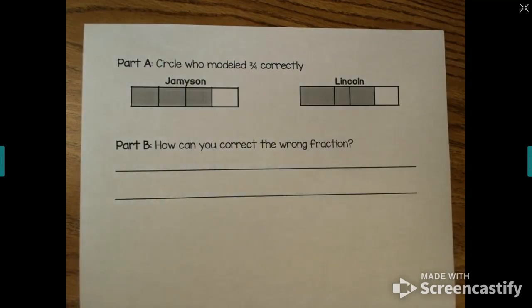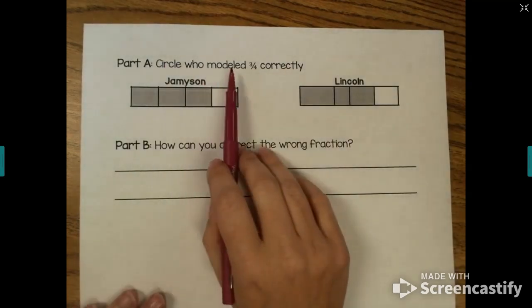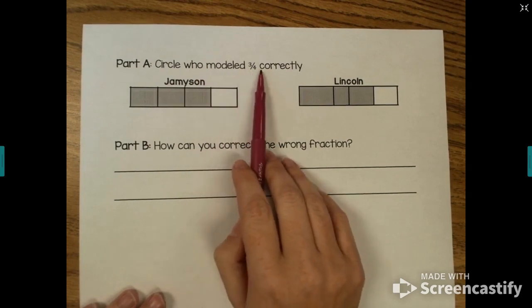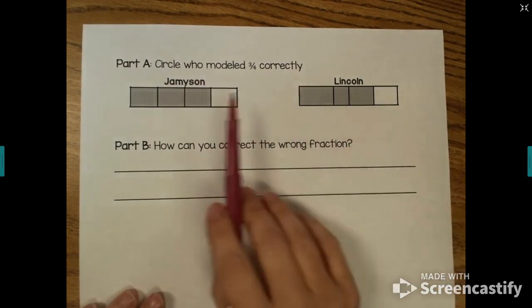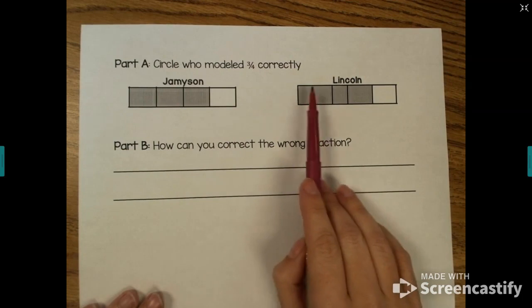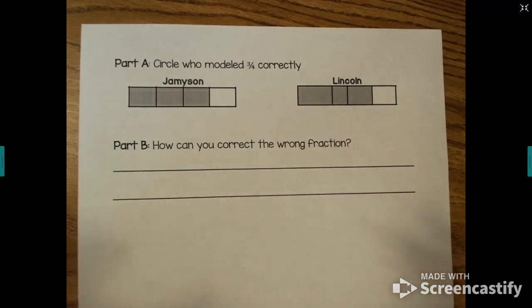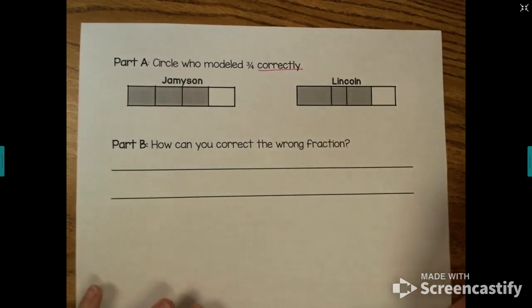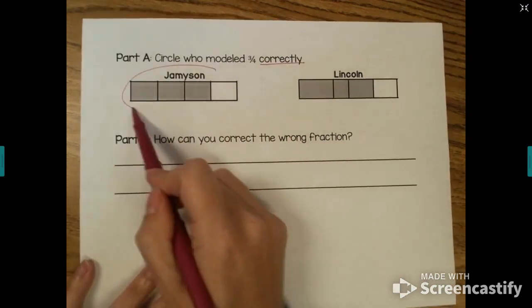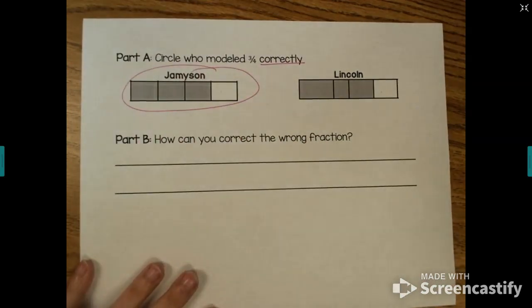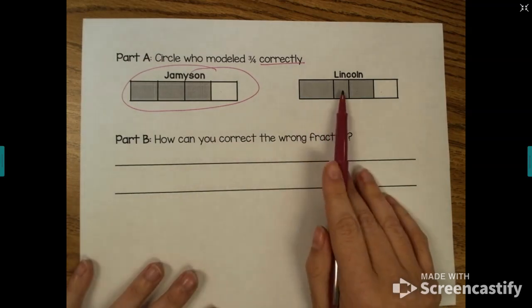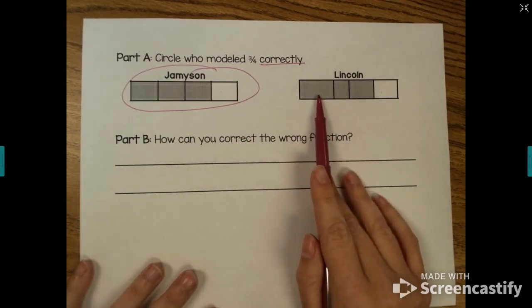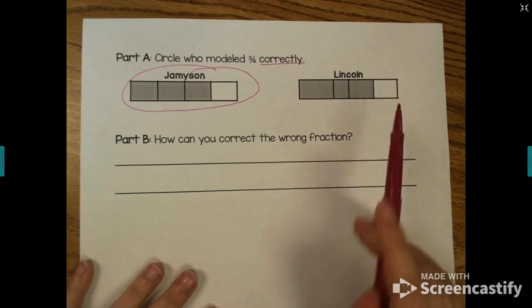The next question is a 2-part question. It says circle who modeled 3/4 correctly. So we know that this is 1, 2, 3, 4. 1, 2, 3, 4. So they're both 3/4. But which one is done correctly? Well, Jameson is going to be done correctly. Lincoln is not done correctly because why? These parts are not equal.